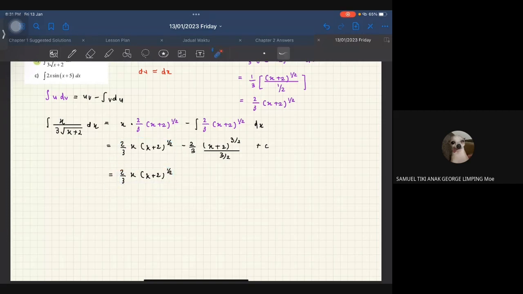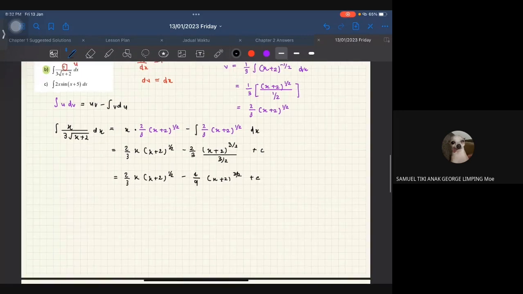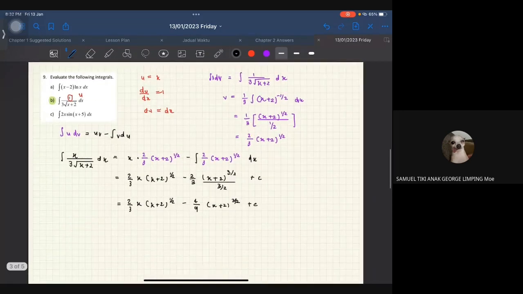Okay, so sekarang kita ada constant. So we have 2/3 divide by 3/2. Kita akan dapat 4/9. So I have minus 4/9. Okay, and then I have x plus 2 power of 3/2. Plus C. Settle. Okay, so ini adalah jawapan akhir untuk soalan ini. Okay ke semua orang? Okay, Miss. Okay. Okay, Miss.